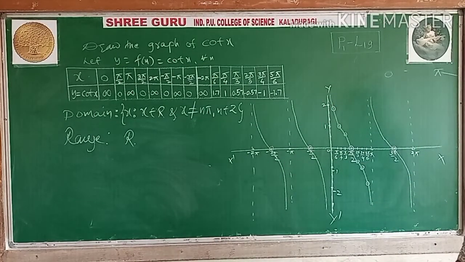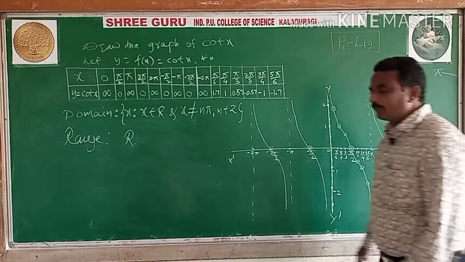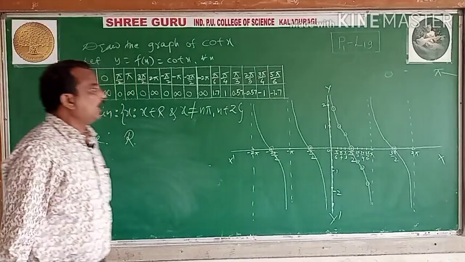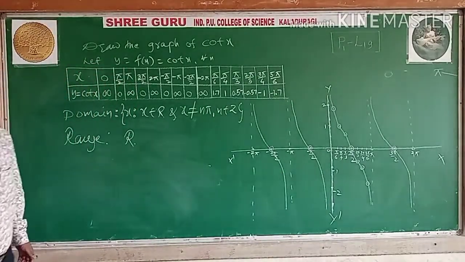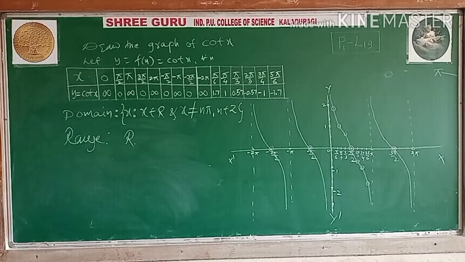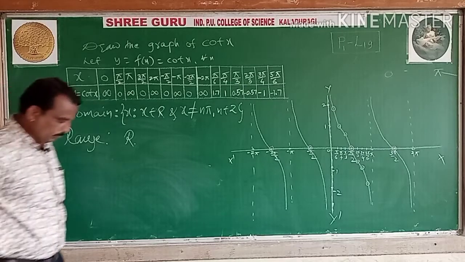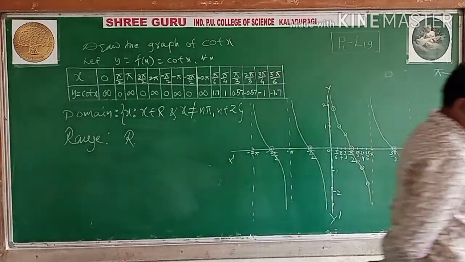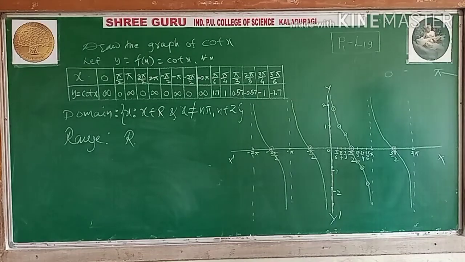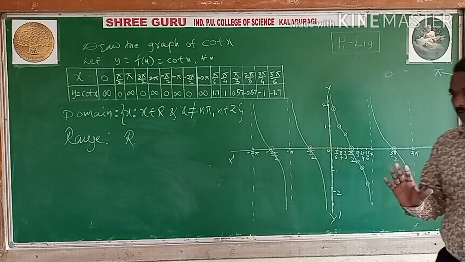So this is the graph of the cot x, students here. Now next we'll go for the secant x, graph of the secant x. Similarly, we'll calculate the graph of the secant x here. So this is clear, I think, students.